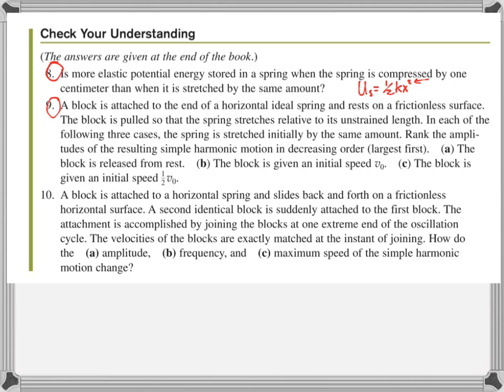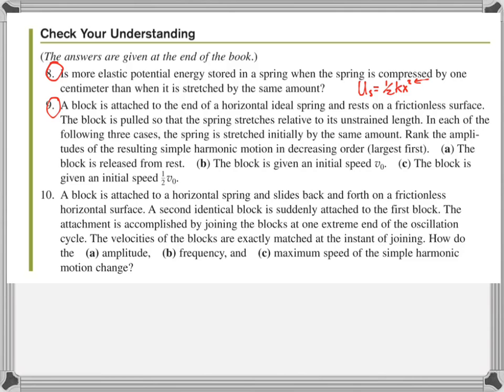For number 9, a block is attached to the end of a horizontal ideal spring and rests on a frictionless table. The block is pulled so that the spring stretches relative to its unstretched length. In each of the following 3 cases, the spring is stretched initially by the same amount. Rank the amplitudes of the resulting simple harmonic motion in decreasing order, largest first. A says the block is released from rest. B says the block is given an initial speed v naught. C says the block is given an initial speed of 1/2 v naught.